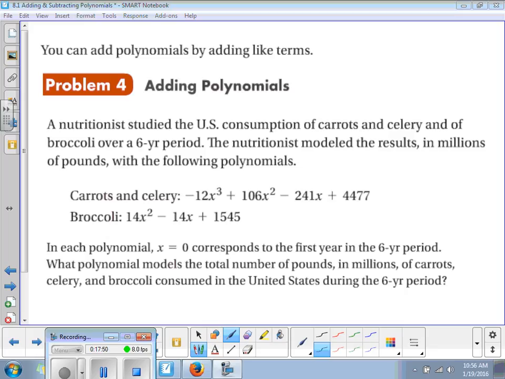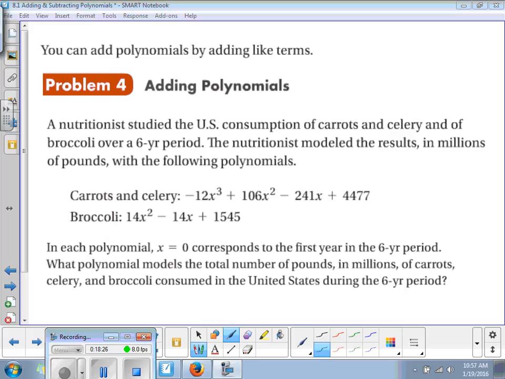For broccoli, this trinomial represents how much broccoli was consumed. 14x squared minus 14x plus 1,545. In each polynomial, x equals 0 corresponds to the first year in the 6-year period. What polynomial models the total number of pounds in millions of carrots, celery, and broccoli consumed in the United States during the 6-year period?